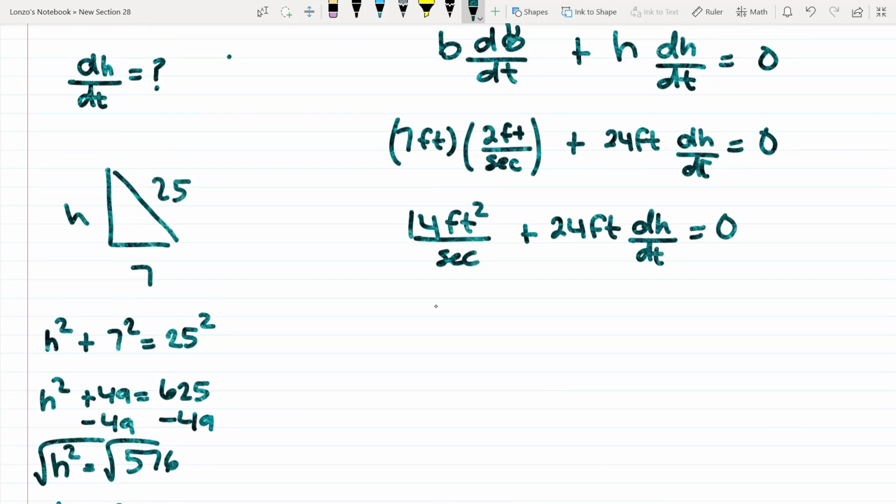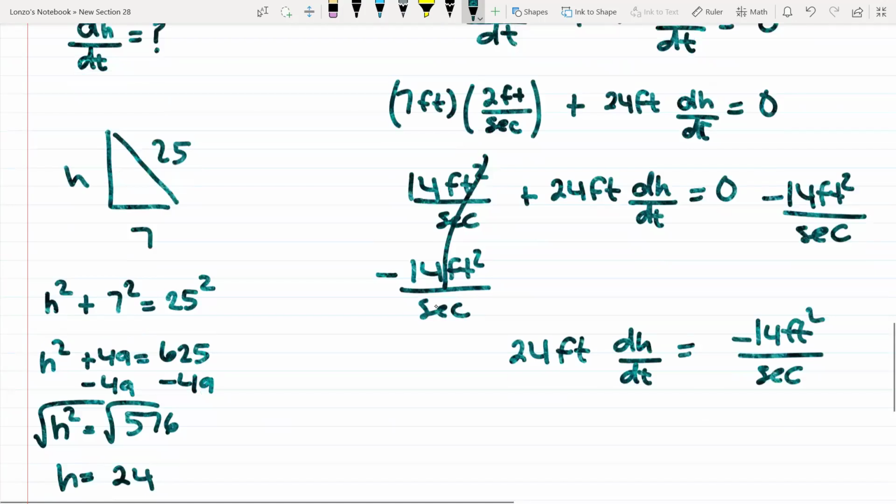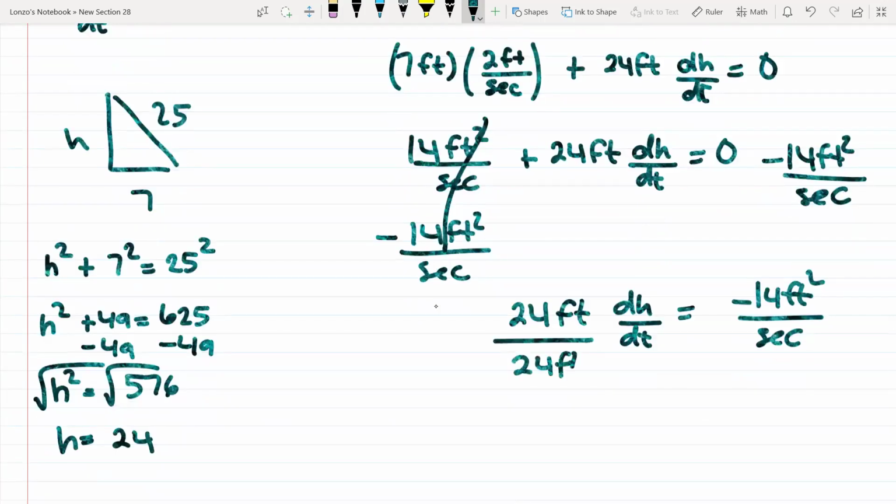And it's okay to have a negative. We said that negatives are fine because it's going down. So I'm going to subtract 14 feet squared per second. So let's cancel. So you're left with 24 feet dH/dt equals negative 14 feet squared per second. And then solve for dH/dt. So I'm going to divide this by 24 feet. And I'm glad I kept my units because now one of the feet will cancel until you're left with feet per second. So that's right.